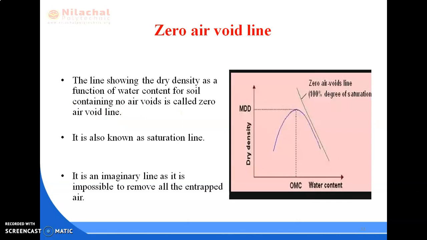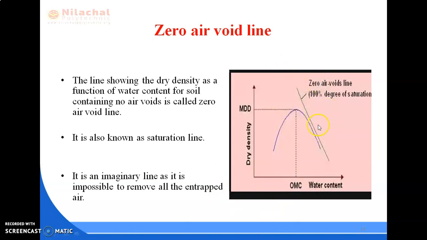Next, another important term, a 2-mark question: zero air void line. The line showing the dry density as a function of water content for soil containing no air voids is called the zero air void line. Or we can explain it like this: a line which shows the water content dry density relation for compacted soil containing a constant percentage of air voids is known as an air voids line, and it is also known as the saturation line, as shown in this figure.